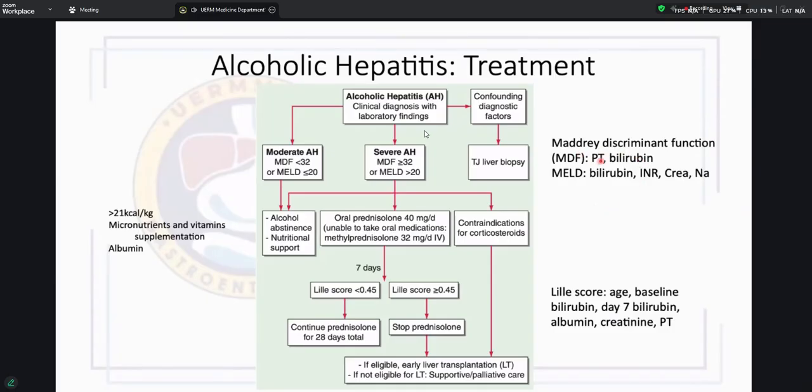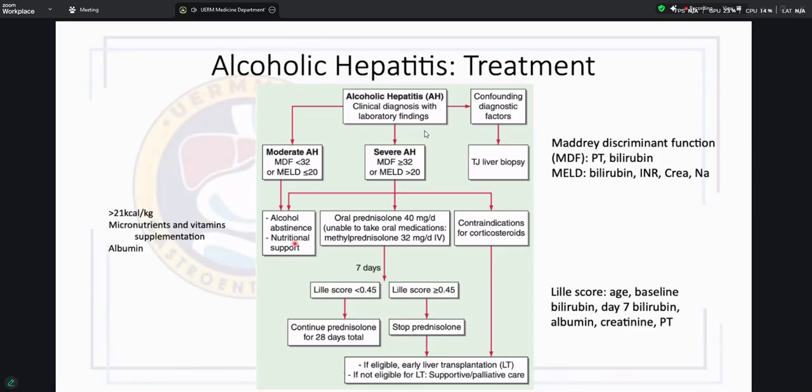So for the MDF, your parameters would be the protime and the bilirubin. And for the MELD score, your parameters would be bilirubin, INR, creatinine, and sodium. So if the MDF is less than 32 or you have a MELD score of 20 or below, this is defined as having moderate alcoholic hepatitis. So the treatment for this will be mainly supportive. So alcohol abstinence and nutritional support.